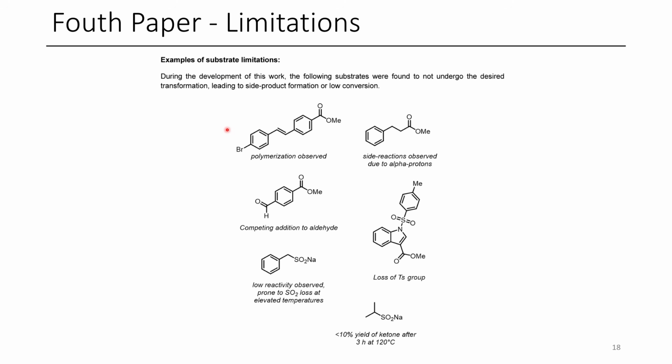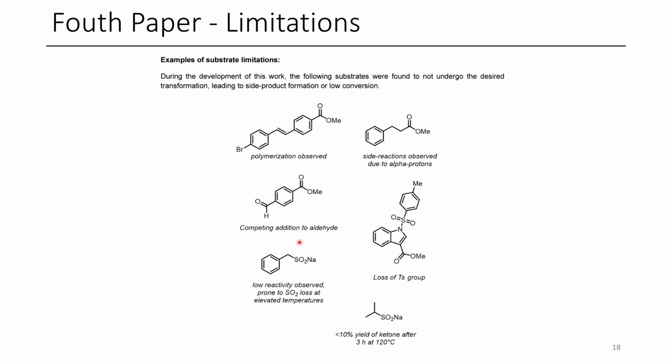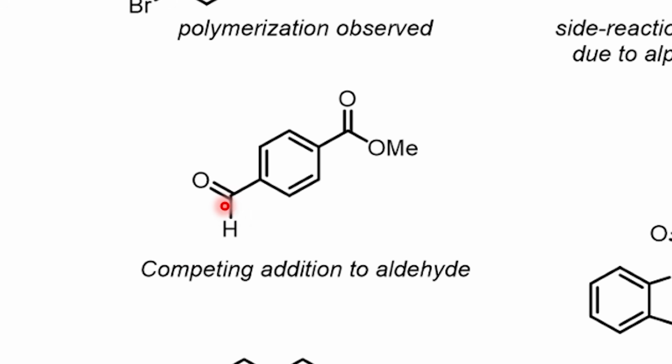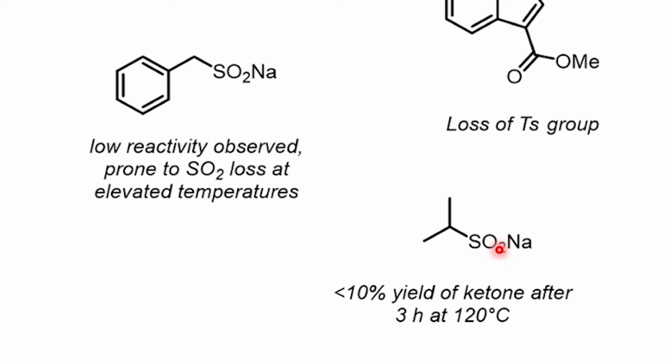There were some limitations, as alpha protons were not well tolerated. This tended to form the enolate of the corresponding ester, and they didn't want to do that. If they had an aldehyde, that's another competing electrophile. This could react with their nucleophile, and they saw loss of the tosyl group in this case, and these two sulfonates didn't work very well for different reasons.